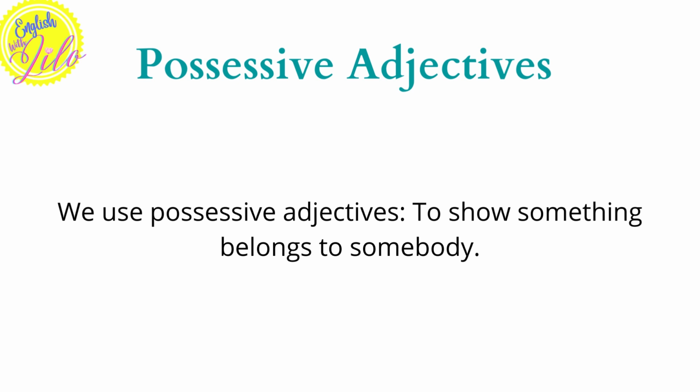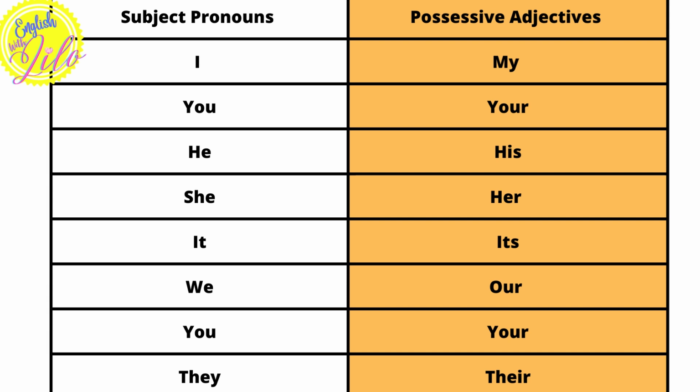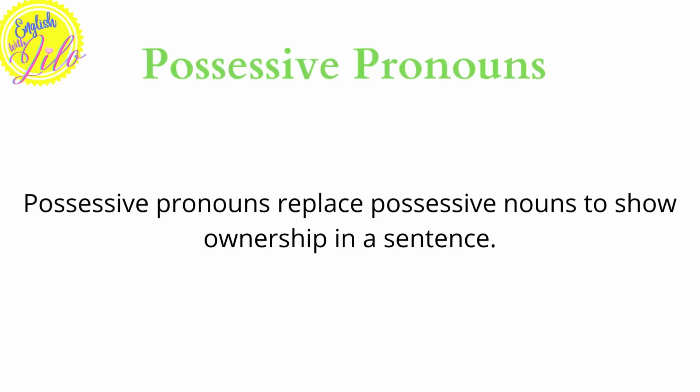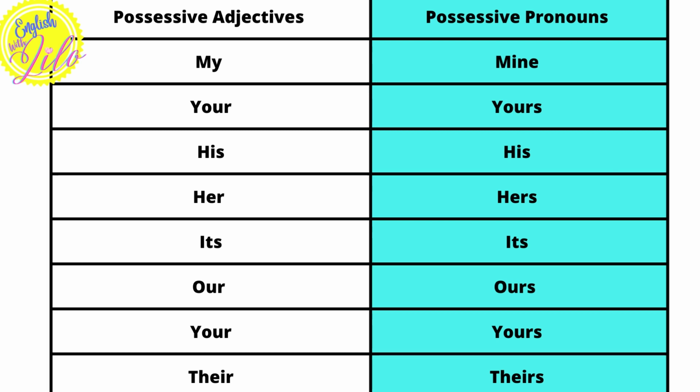Possessive adjectives. Use possessive adjectives to show something belongs to somebody. My, your, his, her, its, our, your, their. Possessive pronouns replace possessive nouns to show ownership in a sentence. Mine, yours, his, hers, its, ours, yours, theirs.